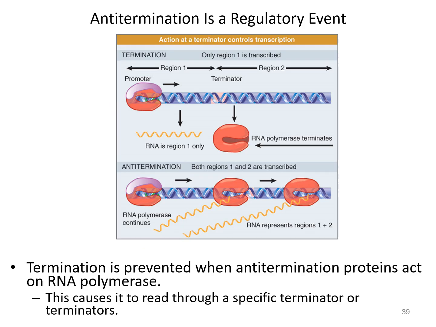Then another strategy is anti-termination. Anti-termination is a regulatory event because termination is prevented when an anti-termination protein acts on the RNA polymerase. This causes it to read through a specific terminator or terminators. This is also a mechanism in the bacteria to prevent the bacteriophage's infection, and then the bacteriophage has this anti-termination mechanism to prevent the bacteria's inhibition.